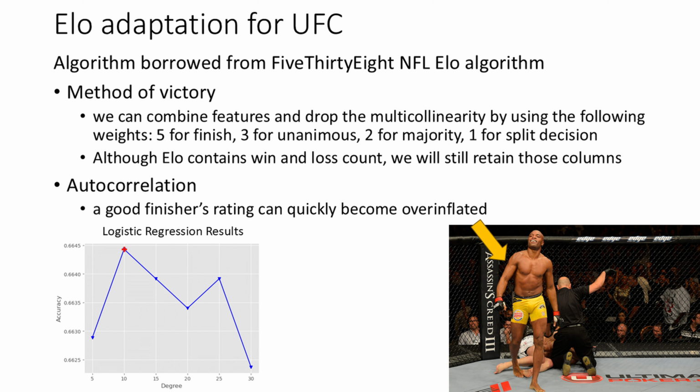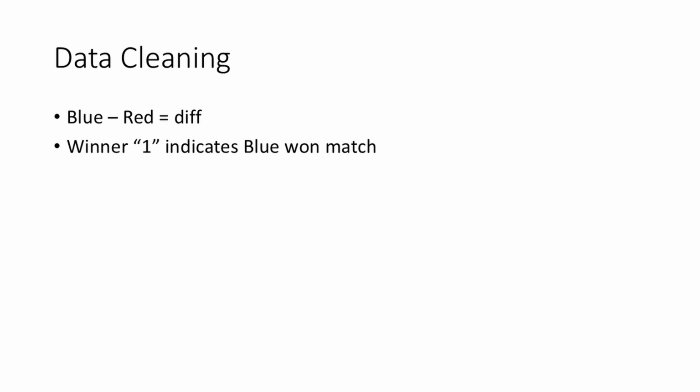Here I use test, train, split, and logistic regression. The plot shows I ran multiple degrees in steps of 5 between 5 and 30 and chose the one with the highest accuracy, which is degree 10. It should be noted that since test, train, split is random, data leak can occur. More on that later. Now that we have our data, we need to pre-process our data.